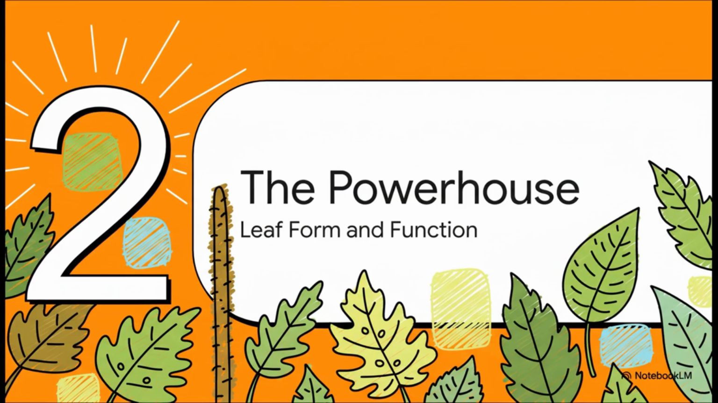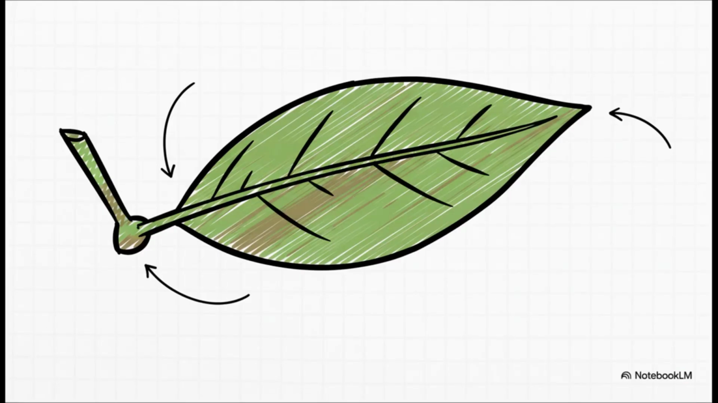Okay, we're moving on up. Let's travel up the shoot system to the plant's very own solar panels, its personal food factories. We're talking about the leaves. So no matter what a leaf looks like, it's always built from these three key parts. Let's break it down. First, you've got the leaf base, right where it connects to the stem. Simple enough.